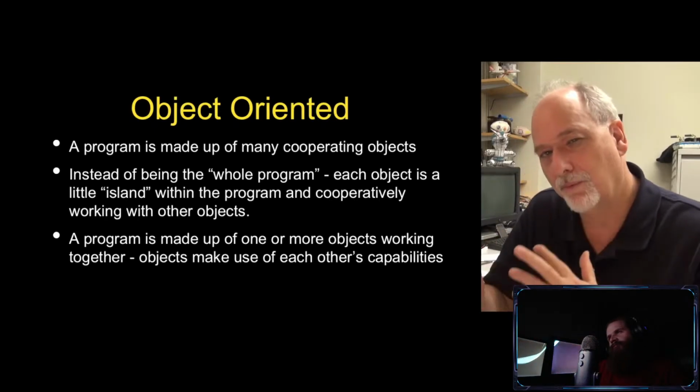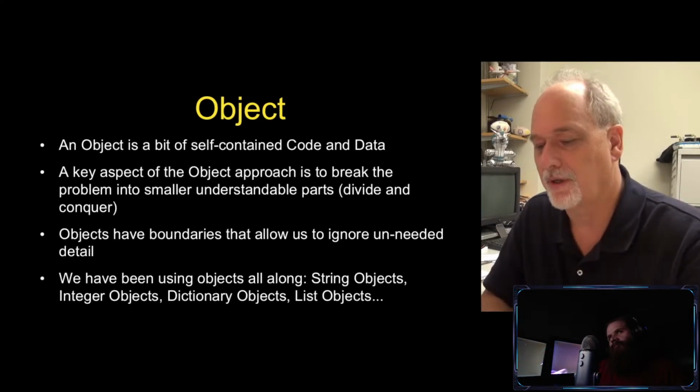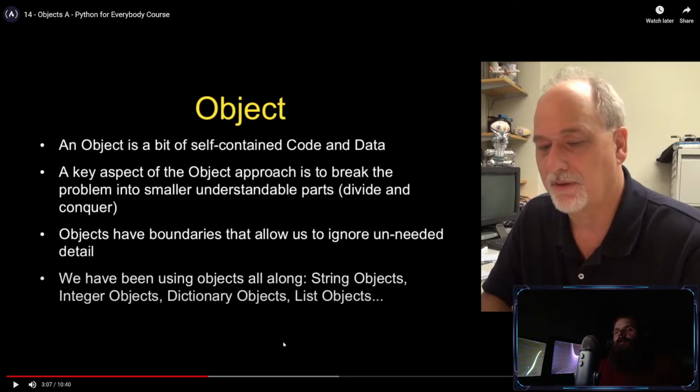And so we're working together. All these objects are now working together. An object is a bit of self-contained code and data. A key aspect of the object approach is to break the problem into smaller, understandable parts. Divide and conquer. Objects have boundaries that allow us to ignore unneeded detail.